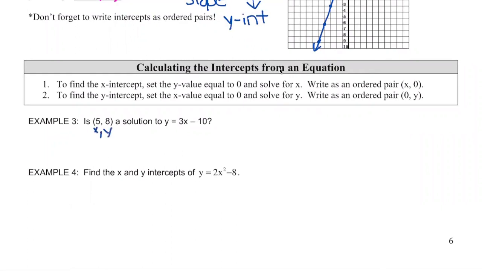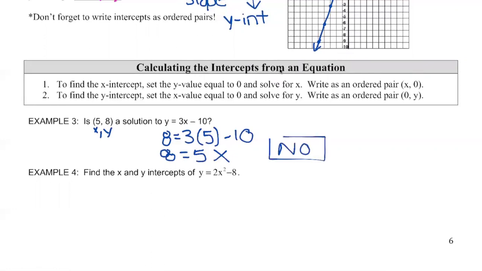So I'm going to say 8 I'm going to plug in for y, 5 I'm plugging in for x, and I want to see, is this equation true? 3 times 5 is 15. 15 minus 10 is 5. So no, it's not true, because 8 does not equal 5. This is not possible. I'm going to erase that x. So it's not true. If it said 8 equals 8, then yes, it would be a point on the graph.